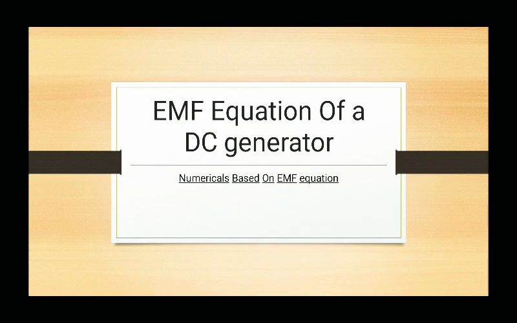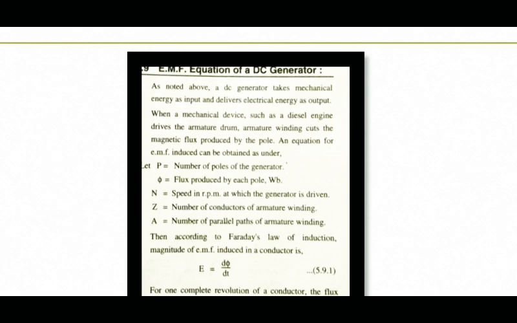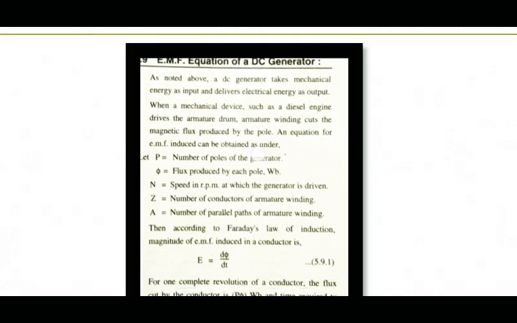In today's lecture we will see the EMF equation of a DC generator and numericals based on the EMF equation. So let's get started. First we will see the EMF equation of a DC generator. As you all know, the DC generator takes mechanical energy as input and delivers electrical energy as output when a mechanical device such as a diesel engine drives the armature drum, and the armature windings cut the magnetic flux produced by the poles.